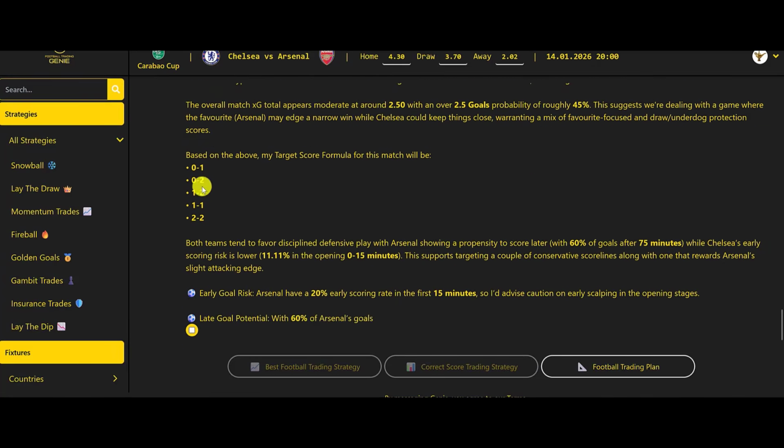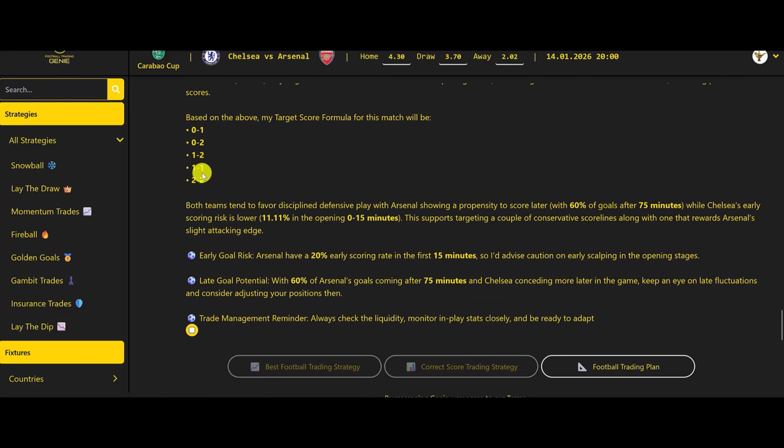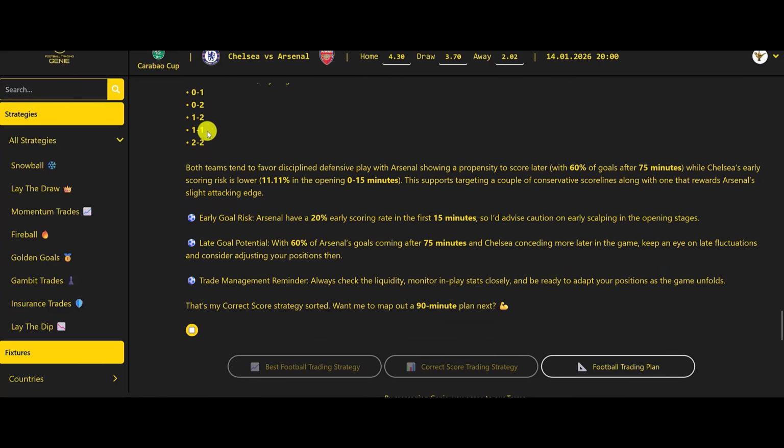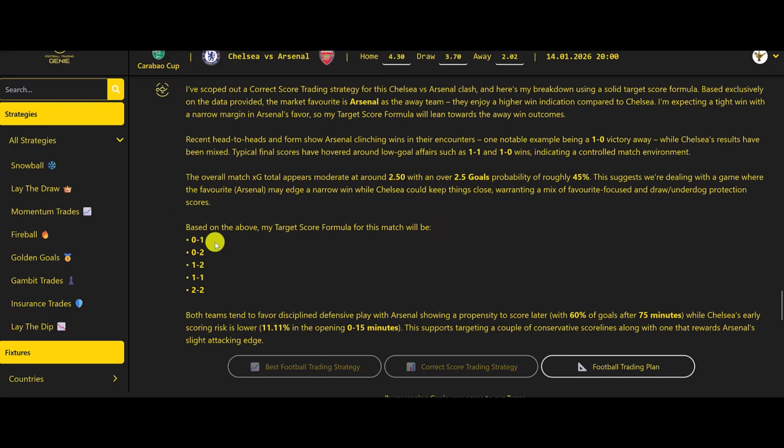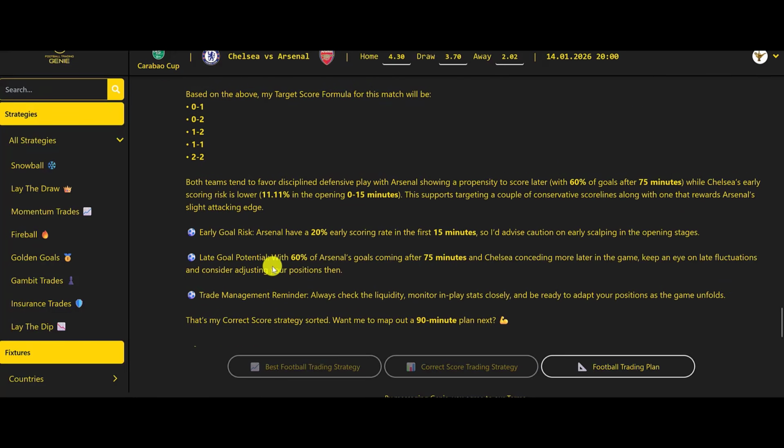So 0-1, 0-2, 1-2, 1-1 and 2-2. So in favour of Arsenal with some plan B on a 1-1 and a 2-2 sort of situation. So keep in mind, remember, we're trading these scores. We're not aiming for the match to end on these scores. So anyway, let's get set up.